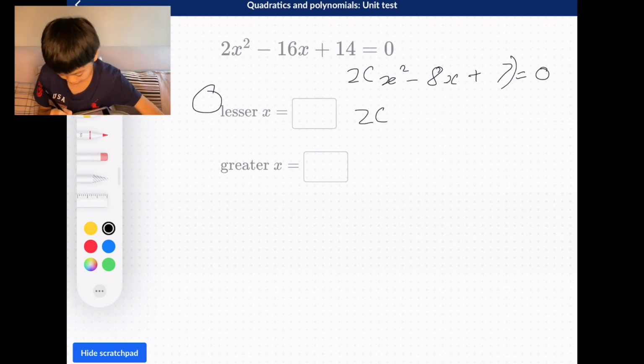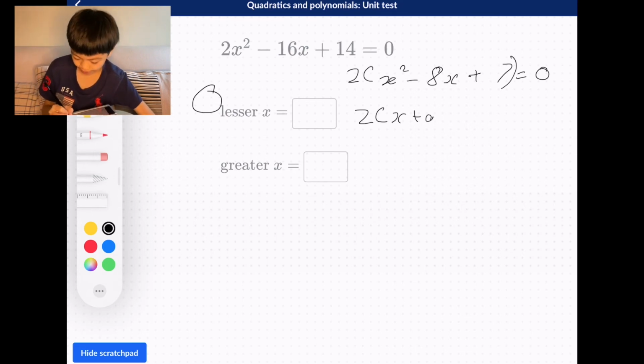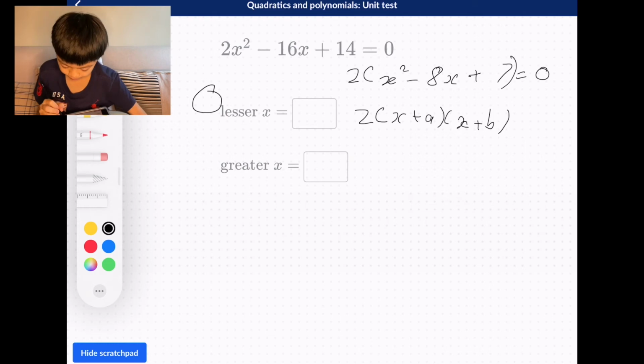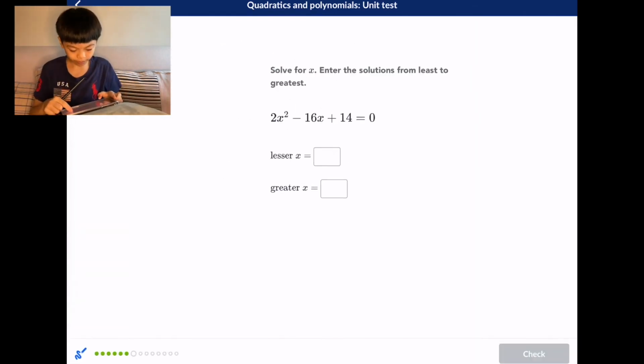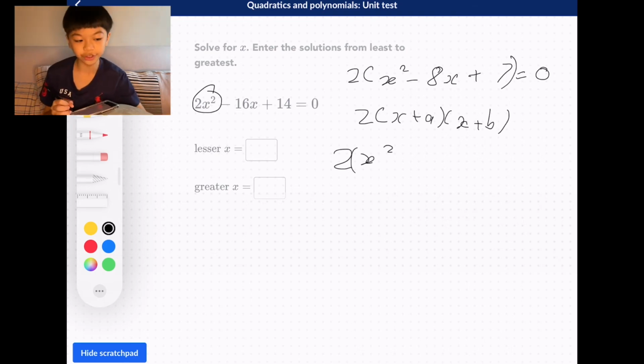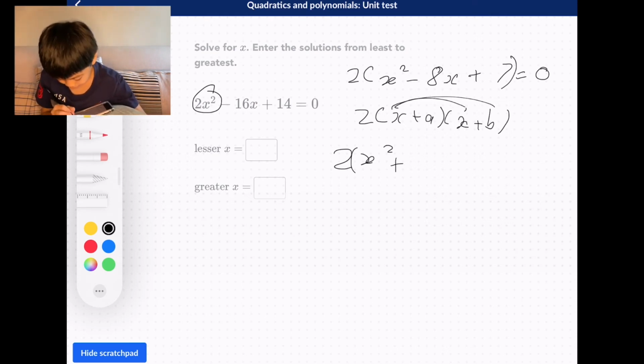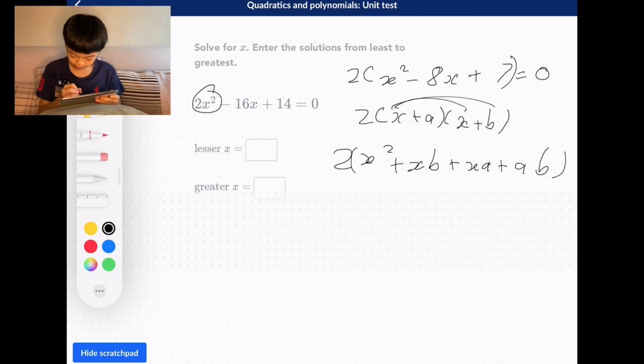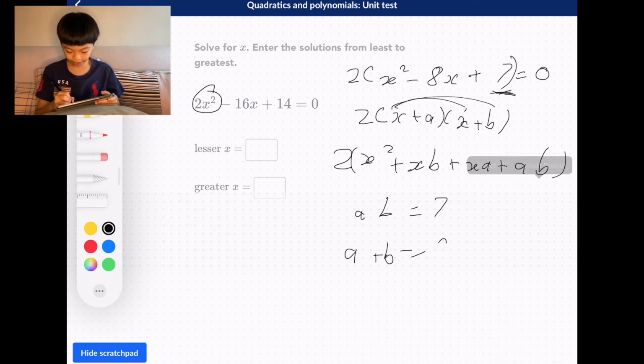So we put 2 and the brackets, x plus a times x plus b. Now, keep zooming in. Anyways, this would equal 2 brackets x squared, plus xb plus xa, or ax, plus ab. ab equals 7 over here because we've divided them by 2. And a plus b equals minus 8.